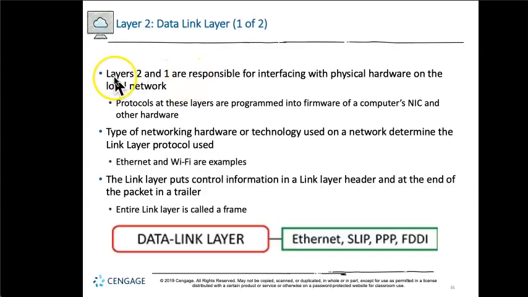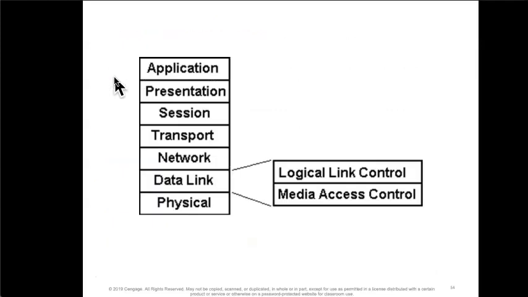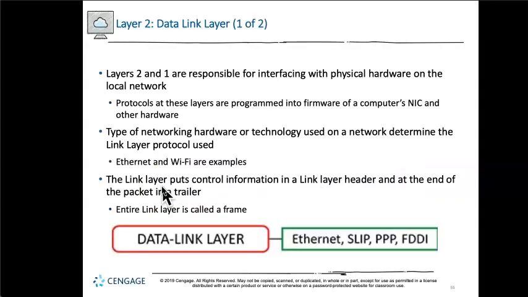So layers 1 and 2, and when we talk about that, this is layer 1, which is the physical, and data link is layer 2, right? Layers 1 and 2 are responsible for interacting with the hardware, right? So these protocols are programmed, which means that all the logic that they do is in the firmware, which is basically in the hardware of the computer. And in this case, it's not the computer itself, but it's actually the network interface card, or NIC. Okay, that's where it's programmed. That stuff is programmed into that.